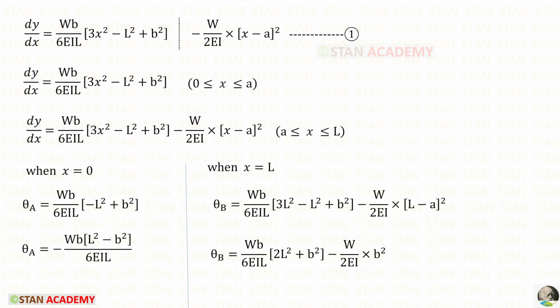To find the slope at the point A, in this one instead of x we have to apply 0. For theta A we will get this expression. To find the slope at the point B, in this expression instead of x we have to apply L. 3L square minus L square, it will be 2L square. L minus A is B.